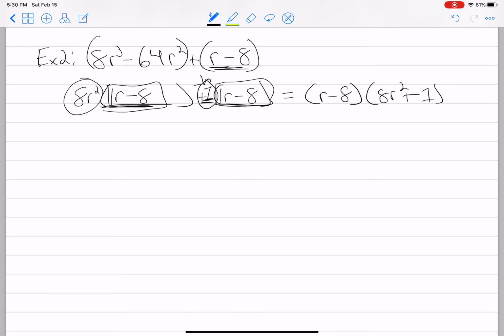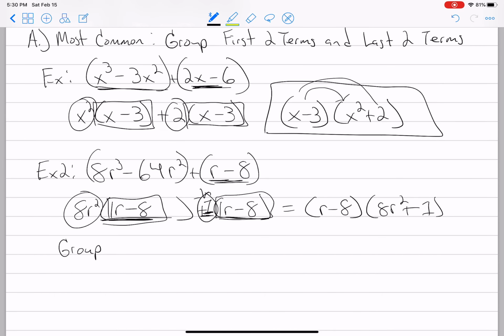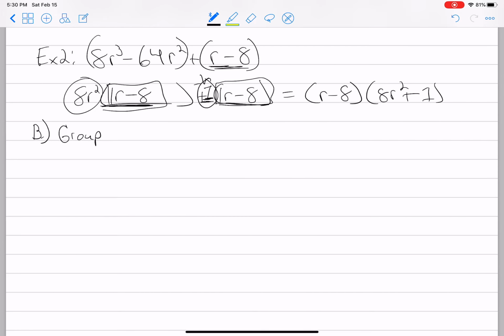So the next piece that we're going to do is sometimes you're not going to group the first 2 and the last 2. Sometimes you're going to group, how did I write this? It's going to be B. Not as common, but it could happen. We're going to group the first 3 terms together.